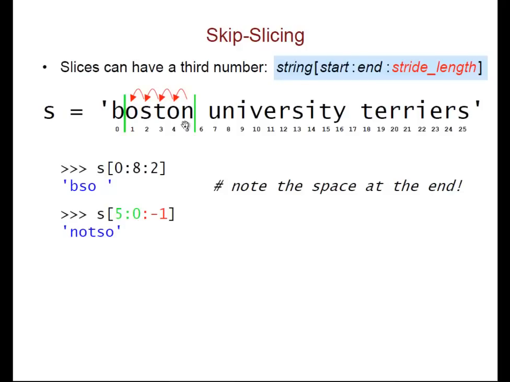And so in this case, what I end up with as my slice is the string "not so", right? Because I'm starting at 5, I'm going back -1, that's my stride length, that gives me the next character, back -1, that gives me the T, back -1, that gives me the S, back -1, that gives me the O. And I stop there because if I went any further back, I would hit my end index. So that's how you do skip slicing.